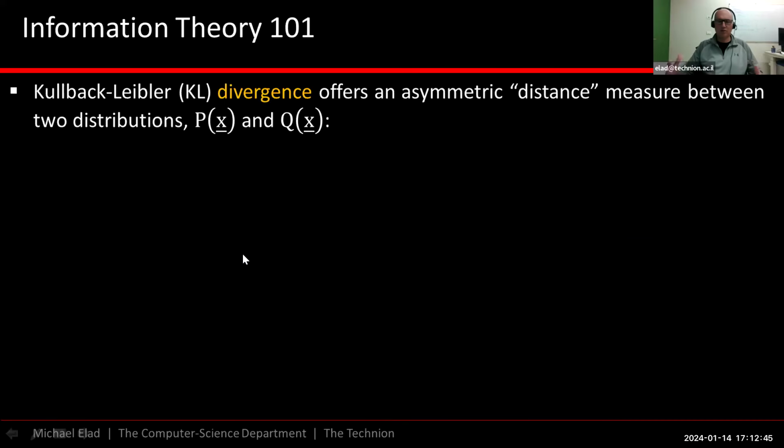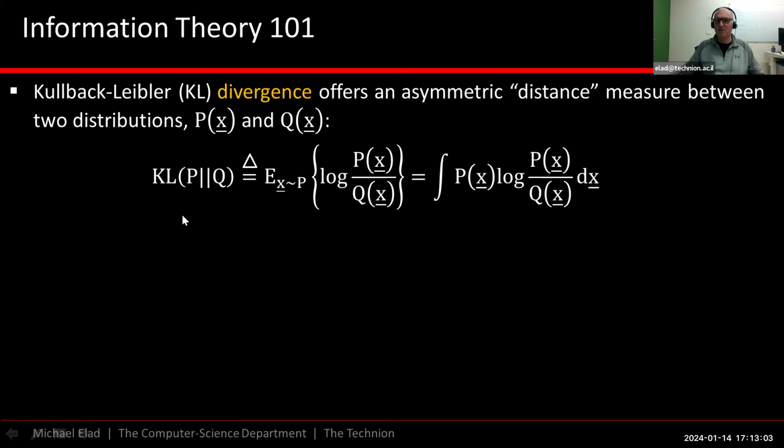Kullback-Leibler is an attempt to come up with an assessment of a distance between two distributions. So you give me two distributions, P of x and Q of x, and I'm supposed to tell you how far they are. And so Kullback-Leibler is a divergence measure. It's not a distance measure, and I'll explain why I insist on this term. And here is the definition. Kullback-Leibler between P and Q is the expectation over all the x's that are drawn from P of this expression, or, put in other words, simply this integral: the integral over P of x times the log of the division of P by Q, and you sum over all the x's.